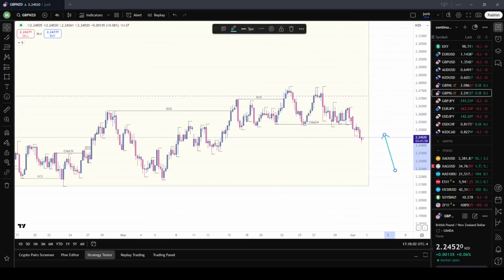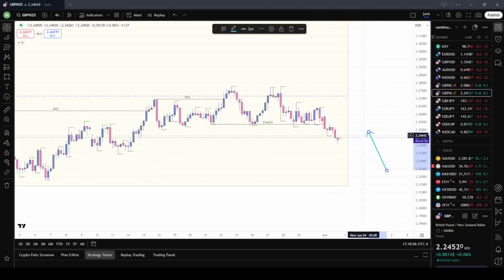So looking for any type of selling opportunities on GBP AUD and GBP NZD. If there is a type of bearish momentum shift, a retracement within here, and then bearish momentum picks up, then I'm looking for any type of selling opportunities.